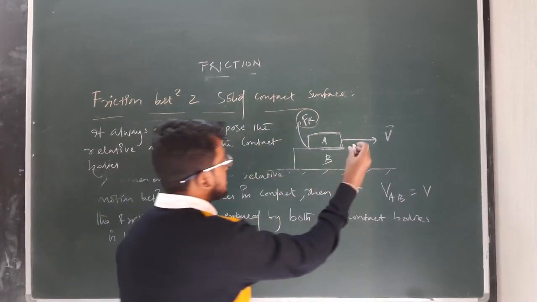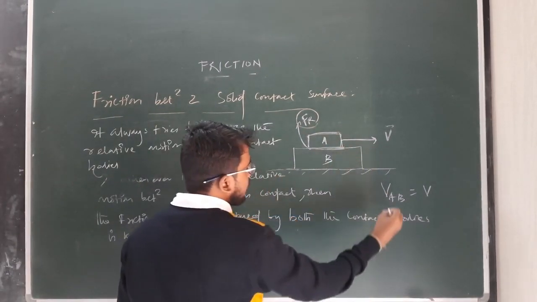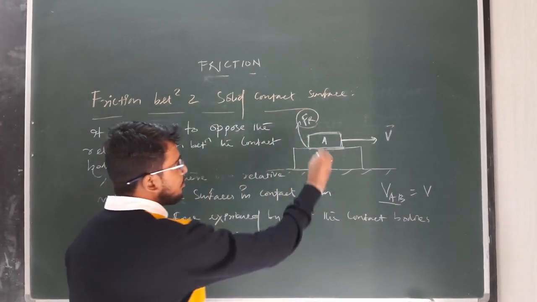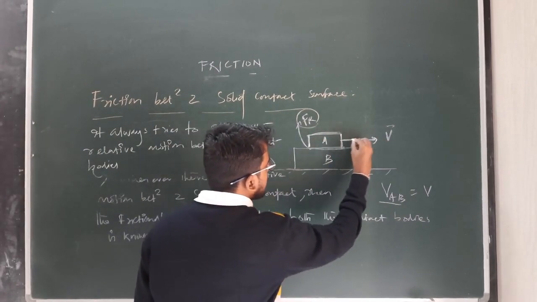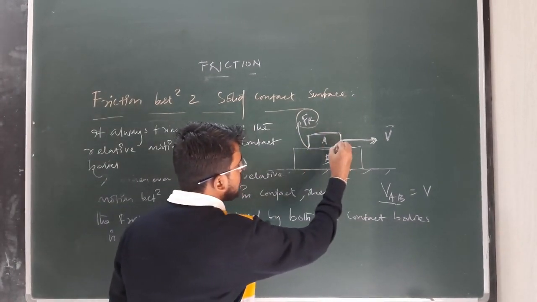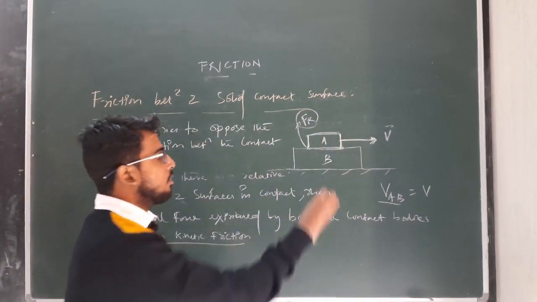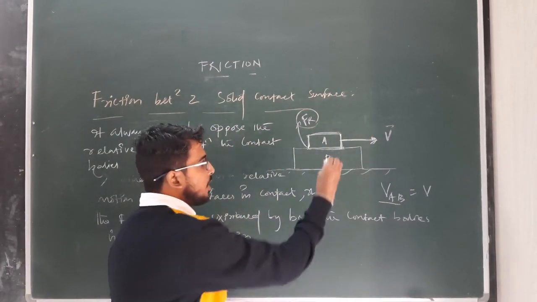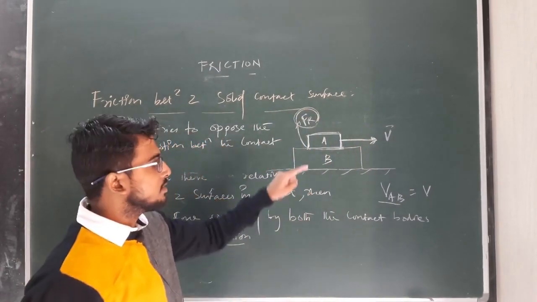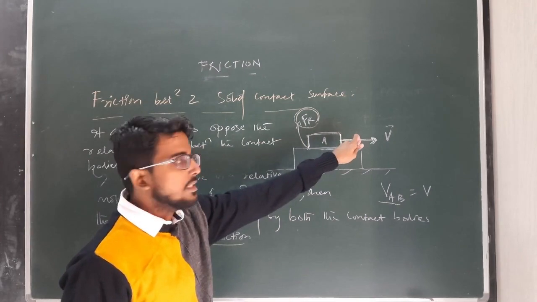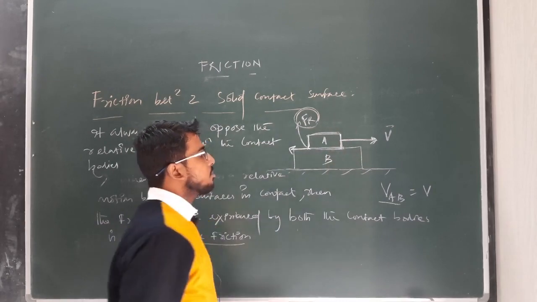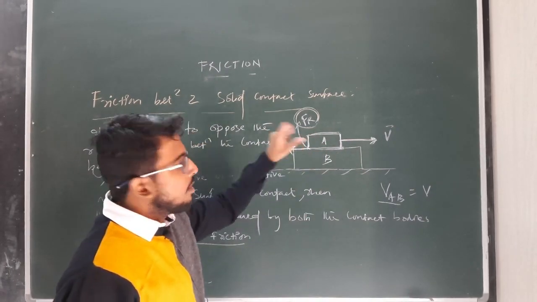Okay, so here in this case, if the velocity of block A with respect to B, as B is at rest, is along this direction, so as the block A is moved along this direction, the frictional force which exists between these two contact surfaces acts in such a way that it always tries to oppose the relative motion. So the frictional force always wants that the block A can't move along this direction with respect to B, so it always acts along this direction, so that the relative motion between A and B is opposed.